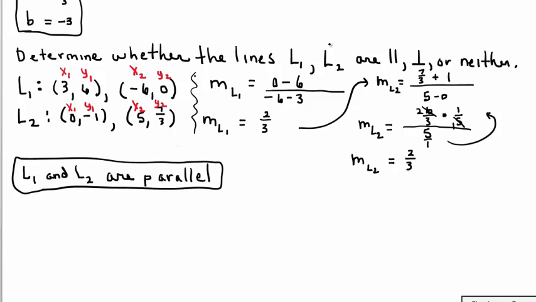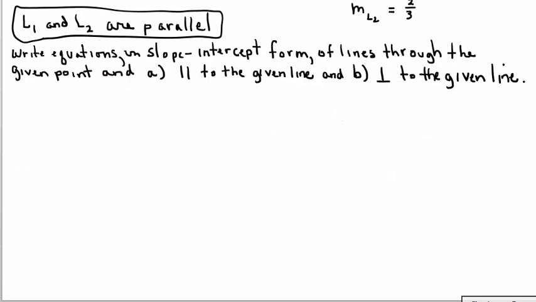Okay, one more objective. I know poof is right there, but it saves time because you can write faster than I can write with this pen. Our last objective: write equations in slope-intercept form of lines through the given point, and A parallel to the given line and B perpendicular to the given line. So obviously you need a point and a given line. So you encounter a problem like this. And here's your ordered pair. Let's say they give you this equation right here.